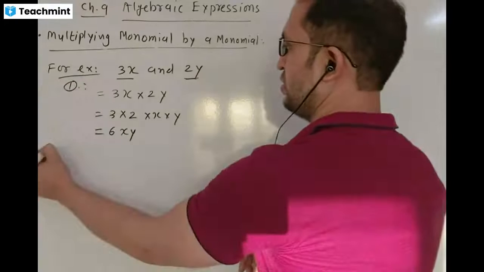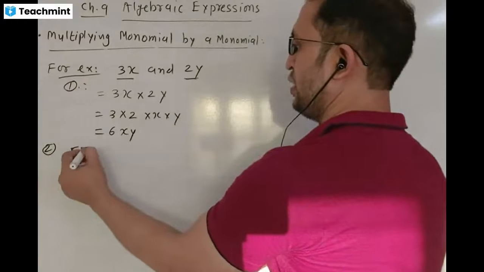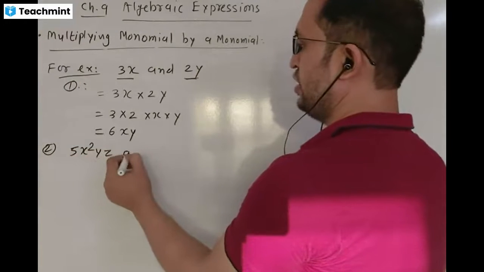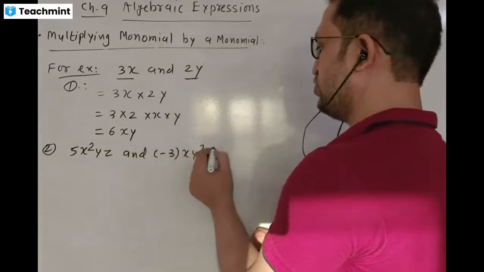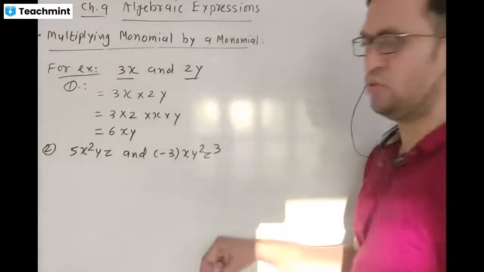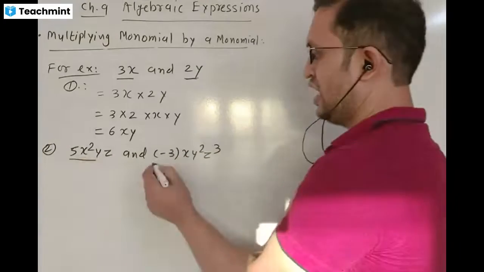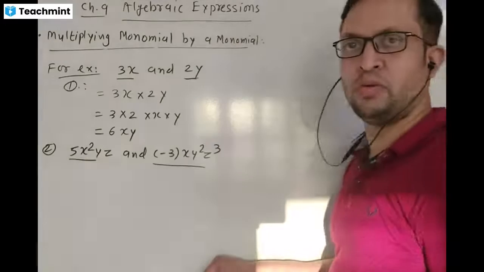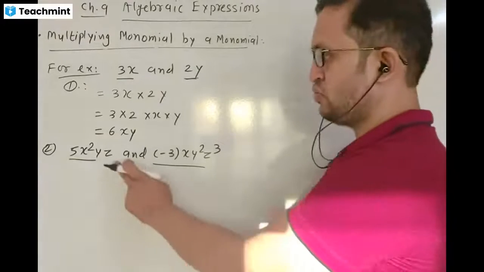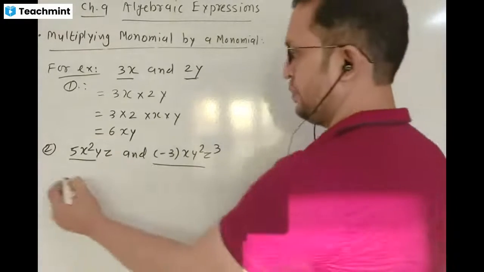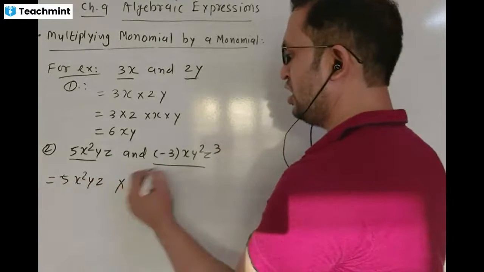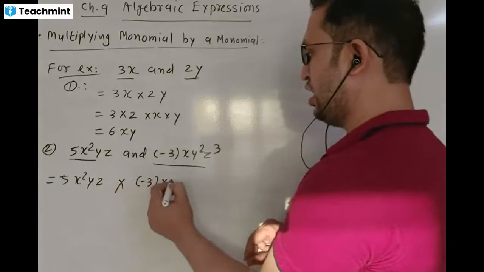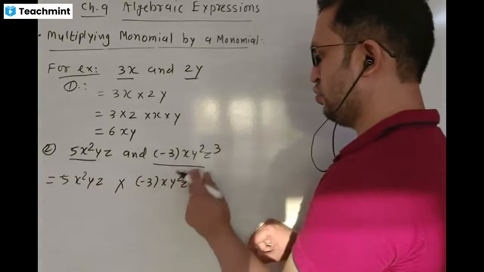Next example. Suppose 5x square yz and minus 3xy square z cube. Both are monomial terms, and we are multiplying a monomial by a monomial. There is one monomial, there is another monomial. So 5 into x square yz multiply minus 3xy square z cube.